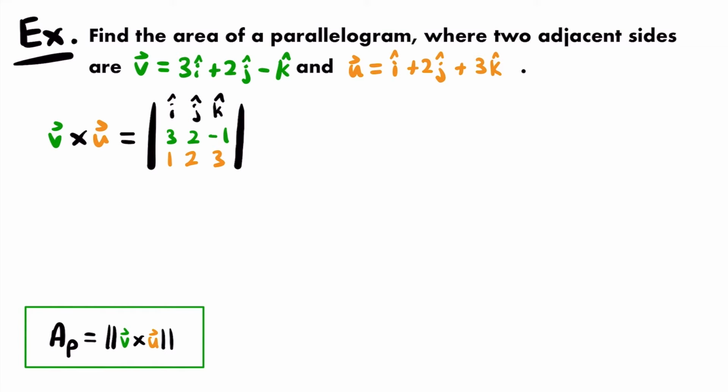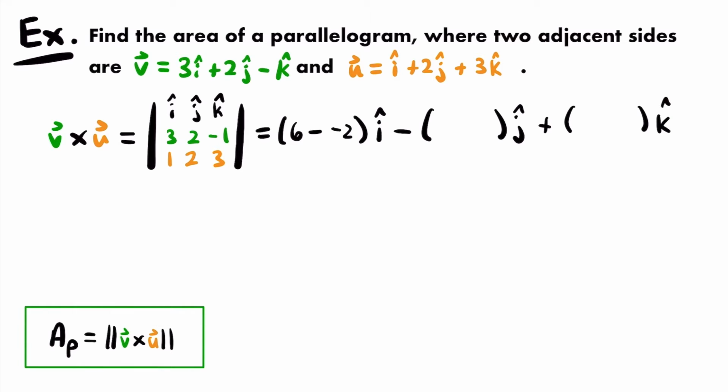All right, so here's what we'll have. This will be equal to 2 times 3, which is 6, so we'll have 6, minus -1 times 2, which is -2. And that will be multiplied by i. And then next we're going to subtract another 2 by 2 determinant multiplied by j, and then we're going to add that to another 2 by 2 determinant multiplied by vector k.